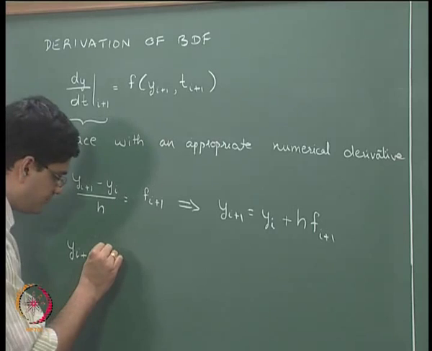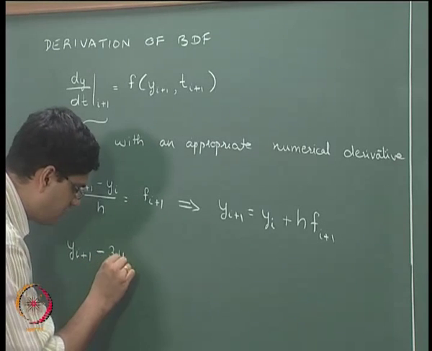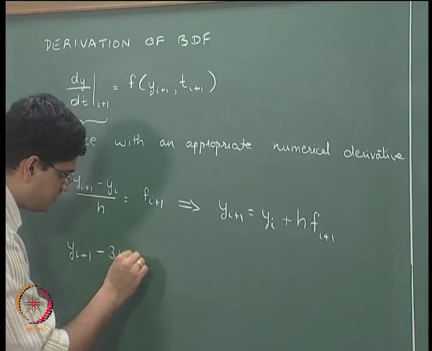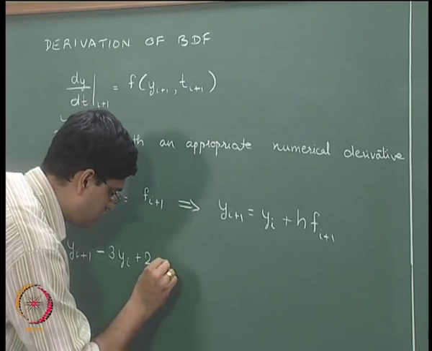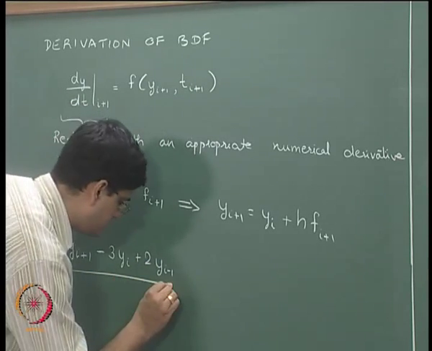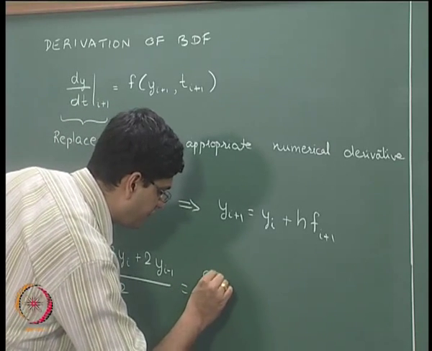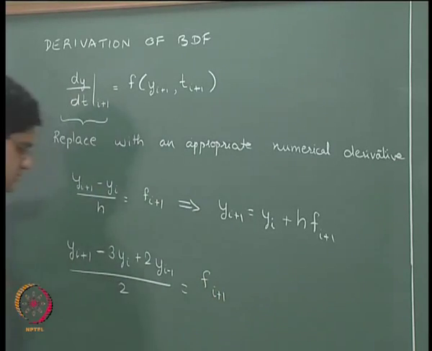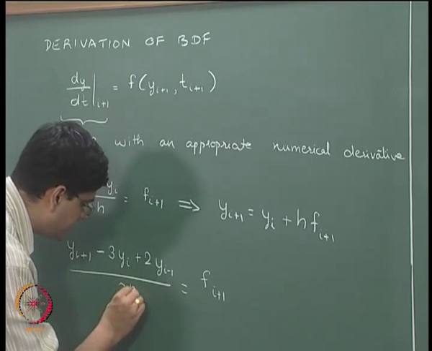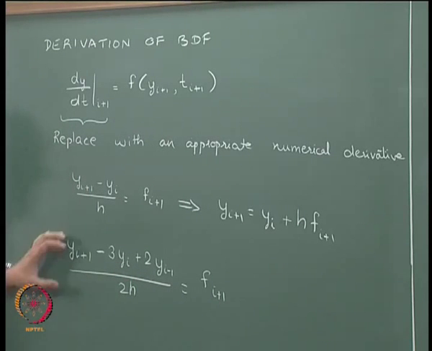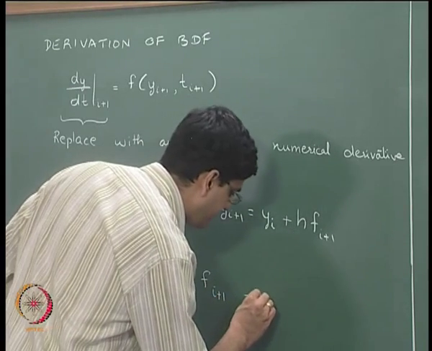(3 yi+1 minus 4 yi plus yi-1) divided by 2h equal to f of i+1, and we just rearrange this appropriately in order to get our result for yi+1, and this will give us the second order BDF.